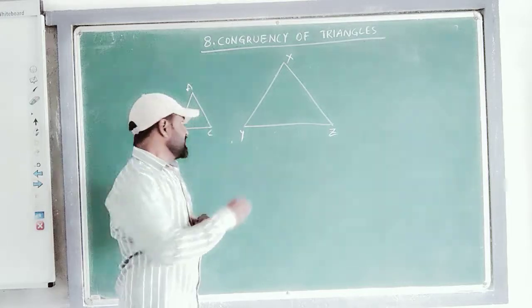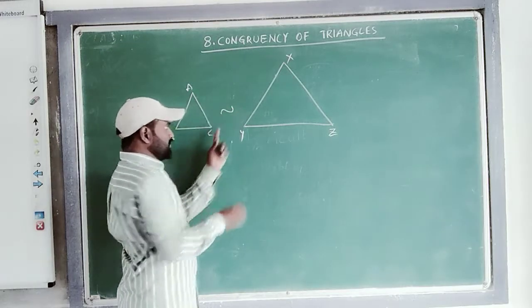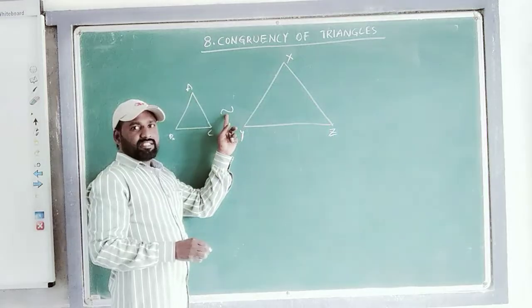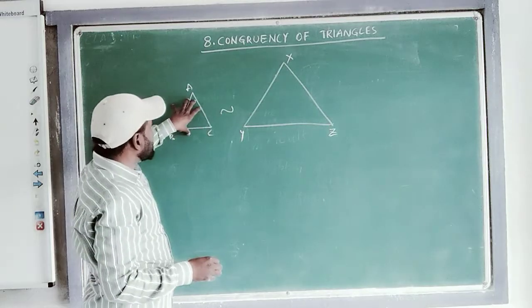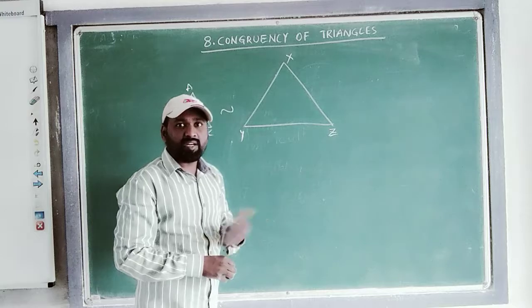Shape is the same, but size is different. So these are called similar. The symbol we use is called the similarity symbol. Here you can say this triangle and this triangle are similar, but not congruent.